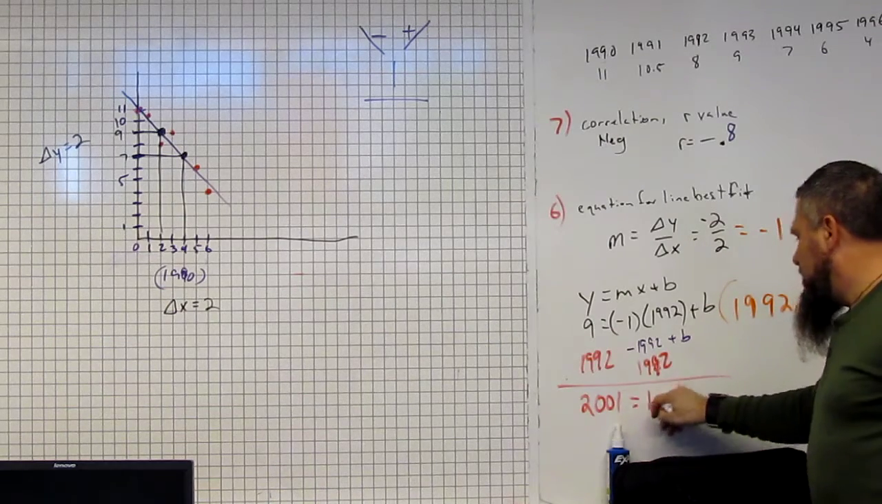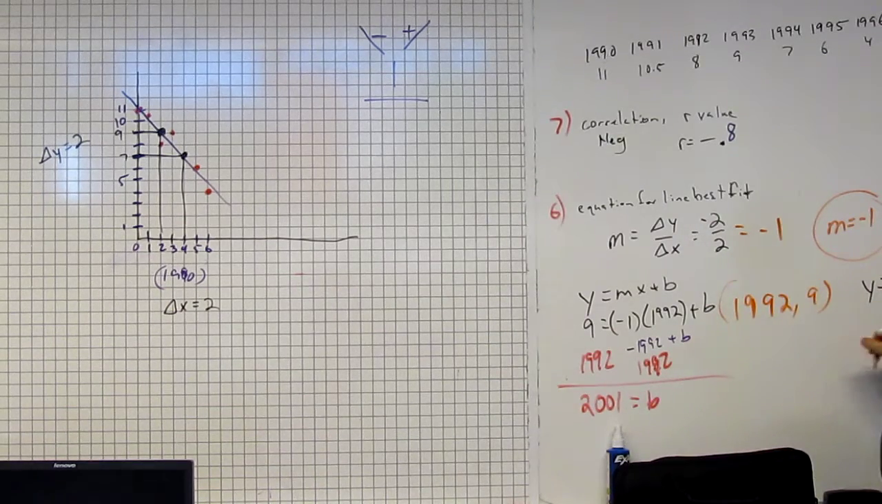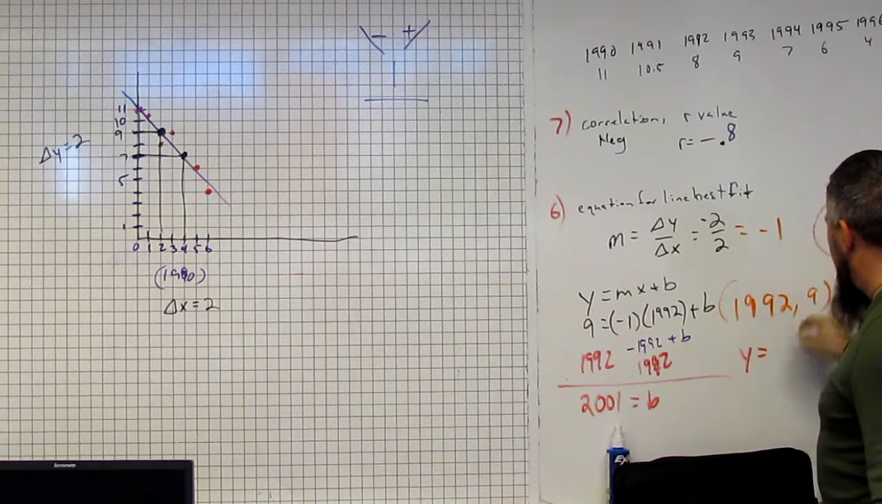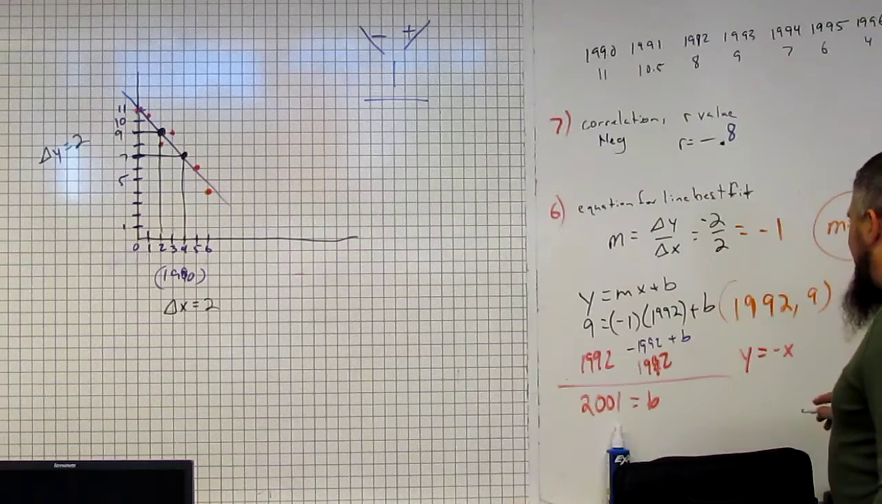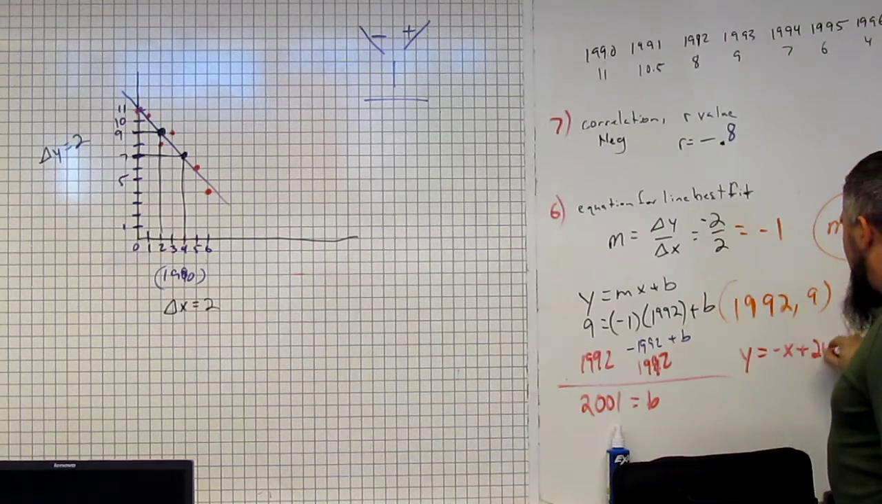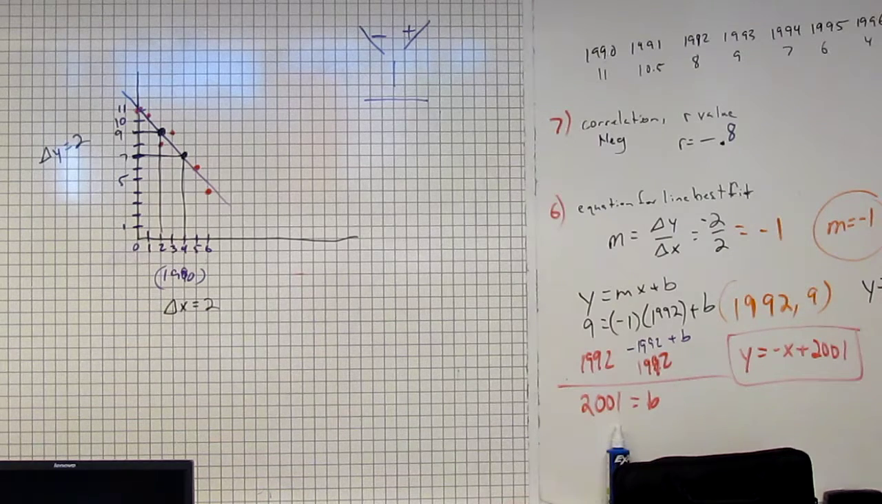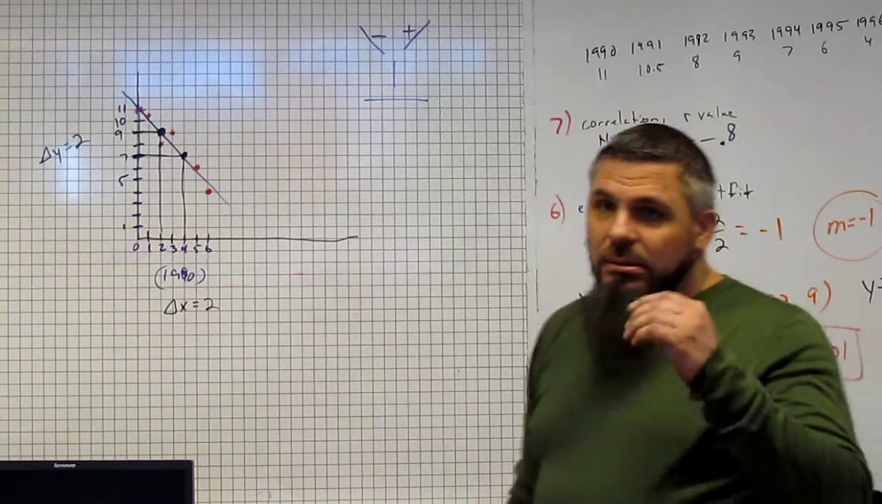Okay? And so, my new equation is going to be y is equal to -1x, or negative x, plus 2001. Okay? The distance for 1992 is, or the rate is 8. The rate? Yeah, it's not 9. It's 8.